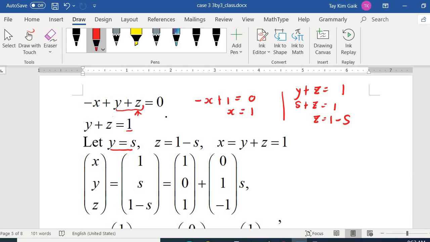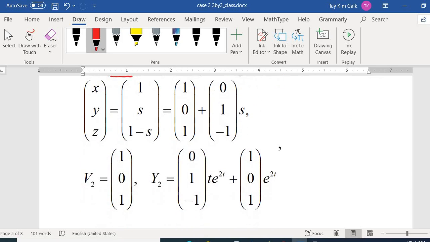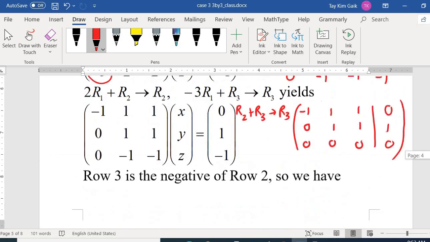Break it into a constant vector and a vector dependent on s. x is only constant, 1 plus 0s. y has no constant, so 0 plus 1s. z, the constant is 1, and then negative 1s. The constant vector will be v2, and this is actually your v1. Okay, check that.